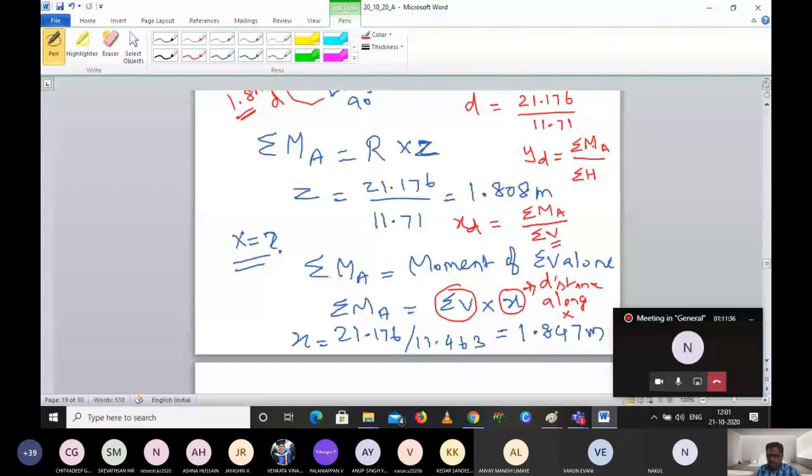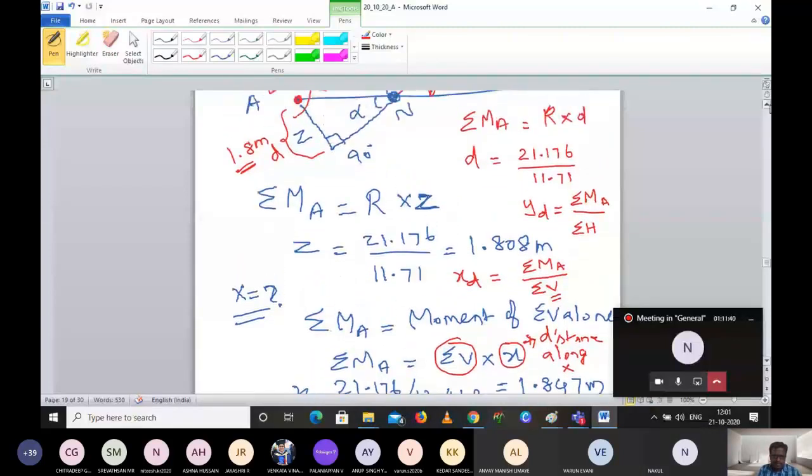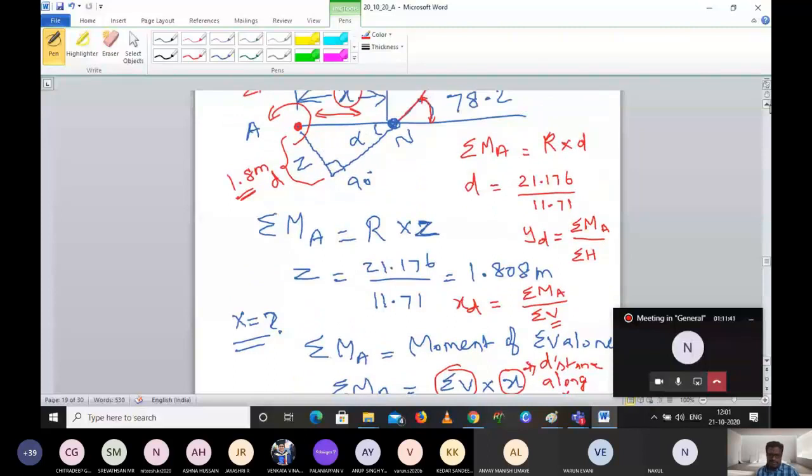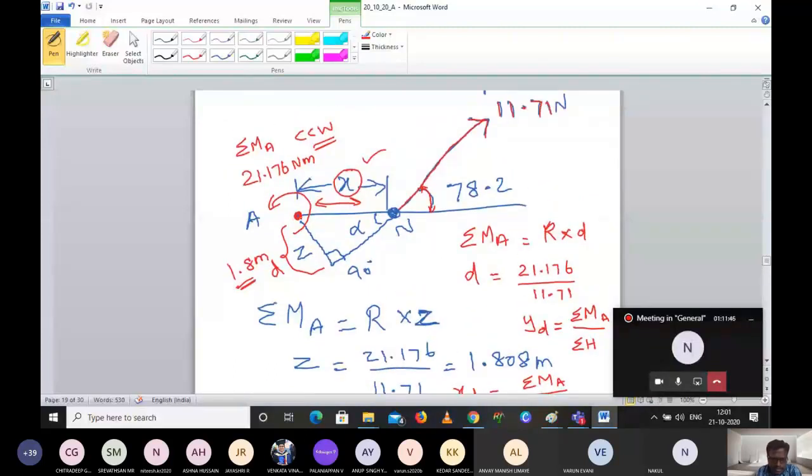Somebody will ask, sir, why are you doing this? Because sometimes they will ask for this x distance, and sometimes they will ask for this y distance. This is yd, this is xd. So when you are calculating xd, this resultant will be converted into the summation of vertical forces. When you are calculating this particular distance yd, all these forces will be equal to the summation of horizontal forces.